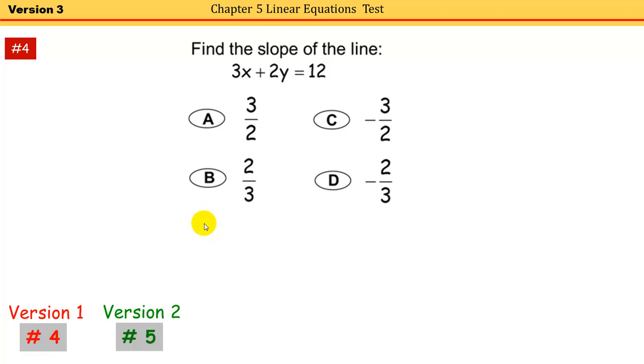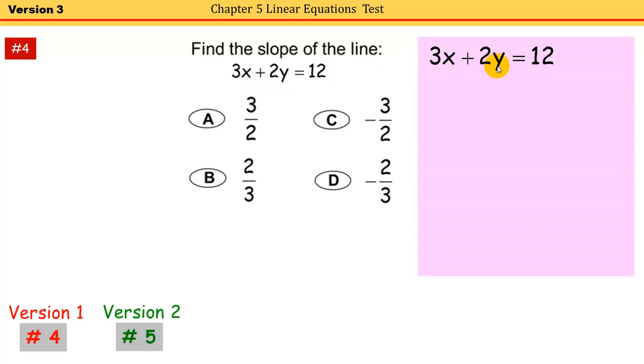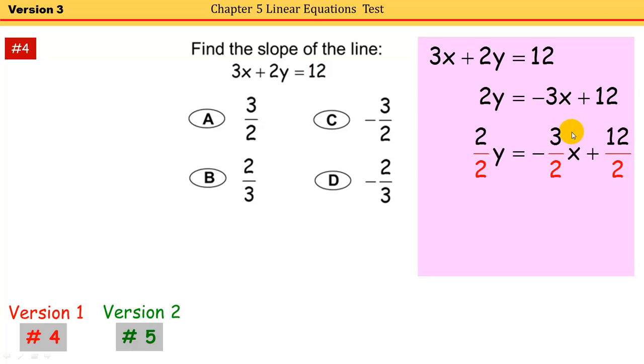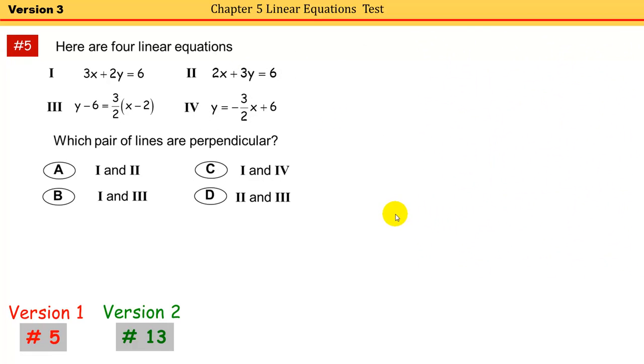Okay. Number 4, and again this is for version 3 here. Find the slope of the line. The slope of this line, well, the easy way to take care of this is just turn this into slope intercept form. So we want to get y alone. I'm going to subtract 3x from both sides, and I'm going to divide every term by 2. That lets me know my slope here is negative 3 over 2. That's C.